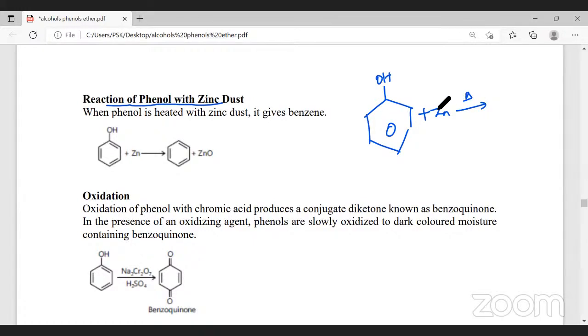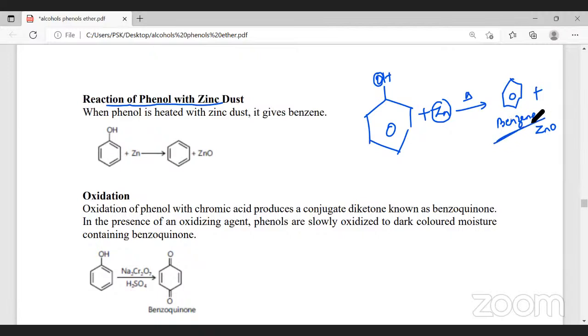So when phenol is heated with the zinc dust, fine powder of zinc, the zinc and oxygen get eliminated as zinc oxide. So when they get eliminated as zinc oxide, what is left out? This hydrogen is along with the carbon. Therefore, the product formed is benzene.